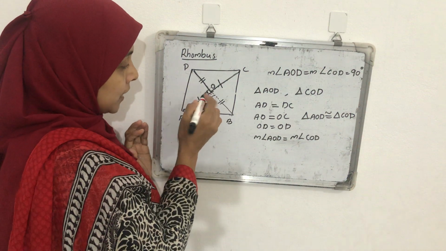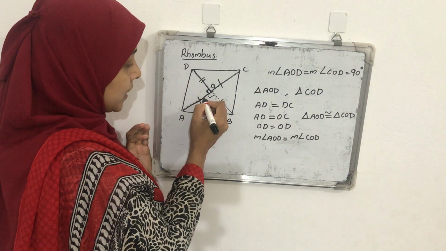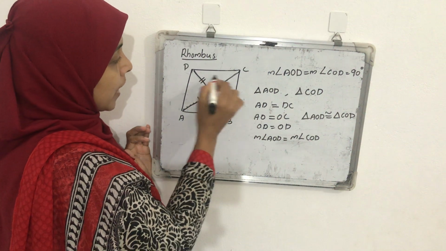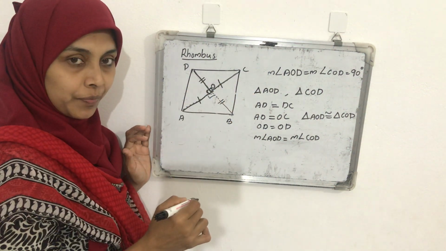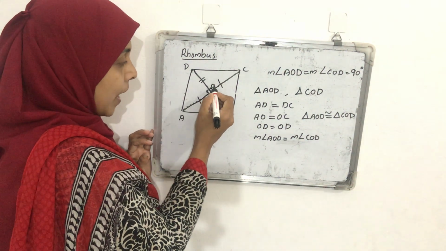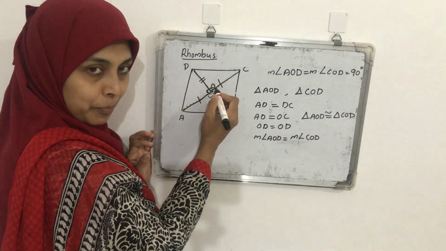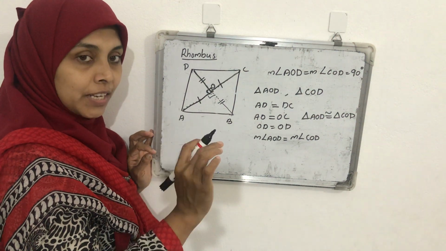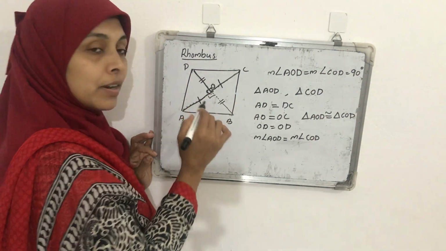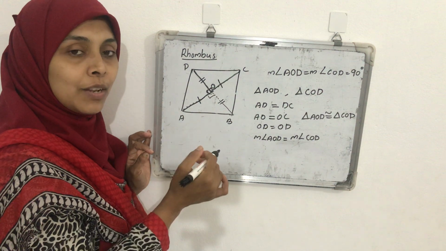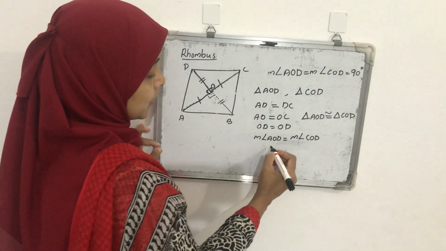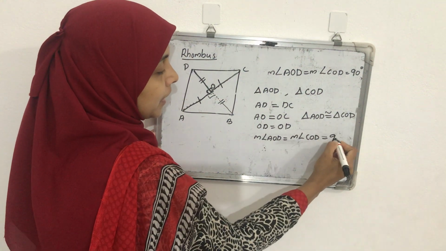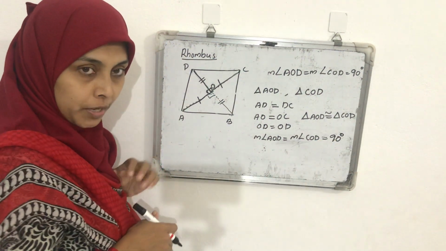Now we proved these two angles are equal. That is, measure of angle AOD is equal to measure of angle COD. Now we know these two angles form a linear pair. So we know the sum of a linear pair is 180 degrees, and if these two angles are equal, then each angle will be 90 degrees. Therefore both angles are 90 degrees using the linear pair property.